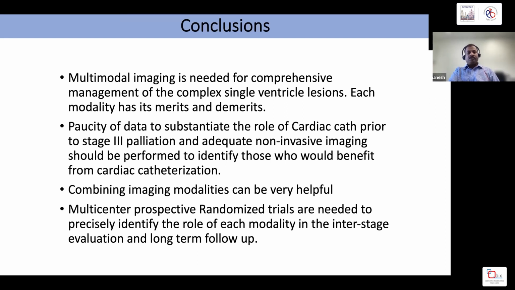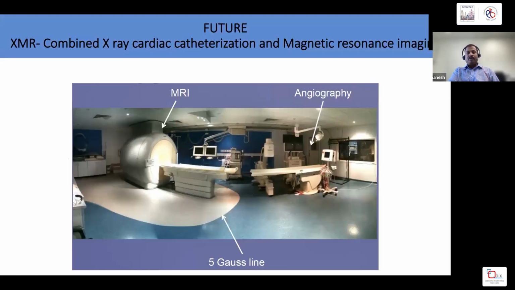The future is most likely going to be a combined X-ray and MRI lab, which is already there in a few centers.